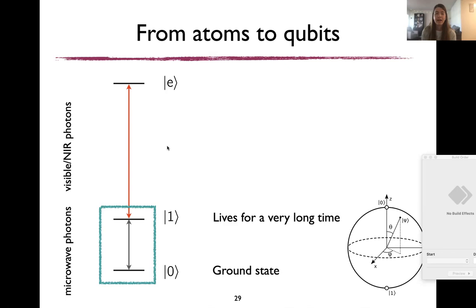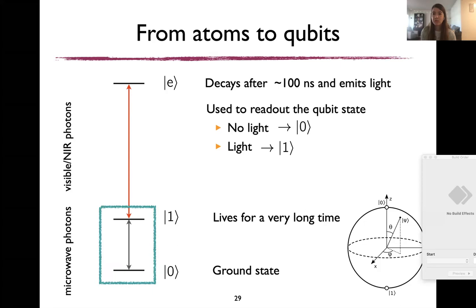And then you can select another level that is higher up in energy that will be used for reading out the state of the qubit. This state is higher in energy and typically absorbs, well, for rubidium, infrared photons. For some other atoms, it's visible light. But usually you can excite the atom to this level and it will very quickly decay after roughly 100 nanoseconds or so and emit some light in the process.